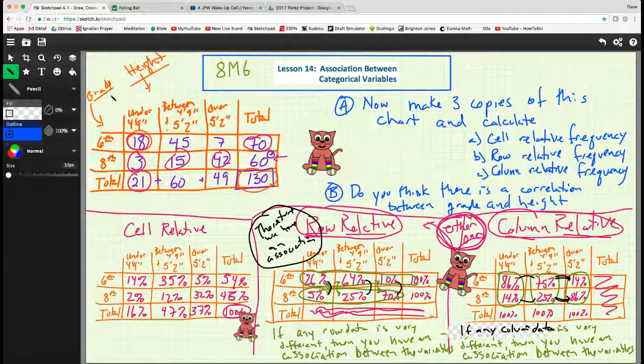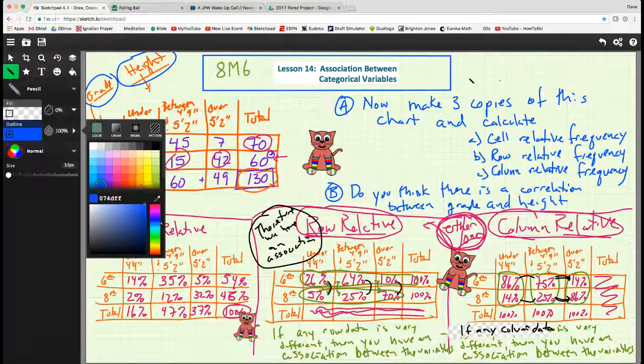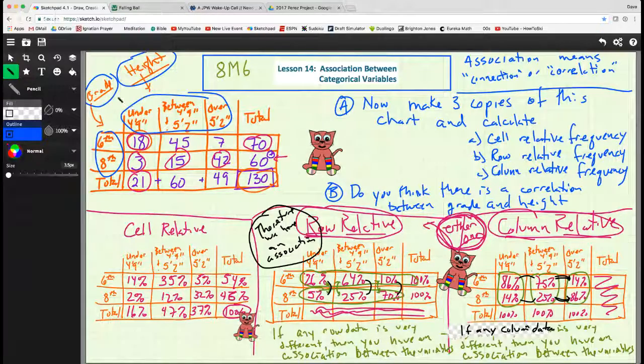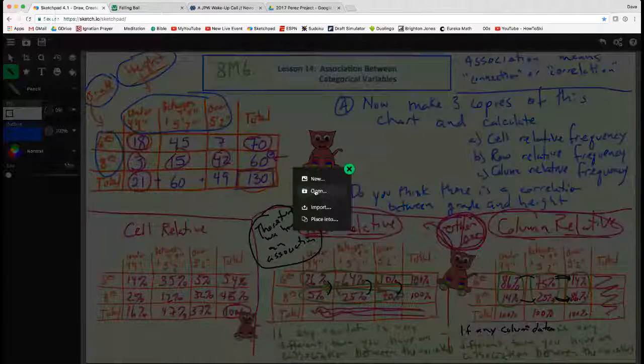It means that between the grade and the height, they're connected. Association means a connection or a correlation. In other words, if you're in a different grade, you're more likely to have a different type of height. So in 6th grade, you tend to be shorter, and in 8th grade, you tend to be taller. There is a connection between height and grade. Okay? Now we're going to look at another example.